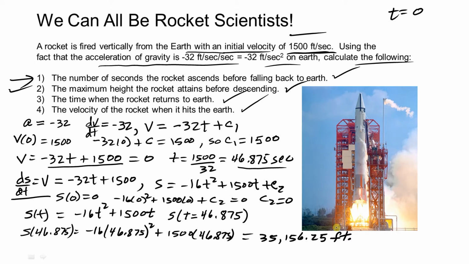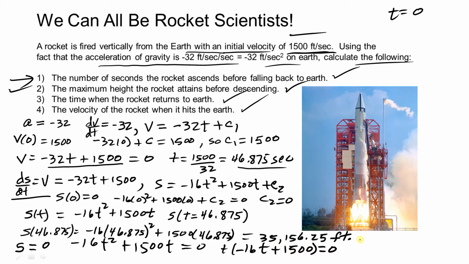Then we want to find the velocity of the rocket when it hits the Earth. Actually, first we want to find the time when the rocket returns to the Earth. That's when s is equal to 0 again. So we have to solve minus 16t squared plus 1500t equals 0. We can factor a t out and get t times (minus 16t plus 1500) equal to 0. And t is equal to 0, that's when it leaves the Earth, and it comes back to Earth at t equal to 1500 divided by 16, which is 93.75 seconds. So that's the time of return.